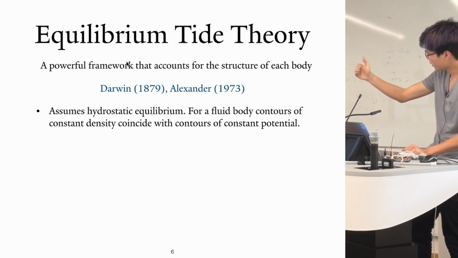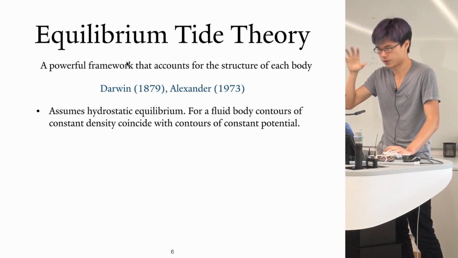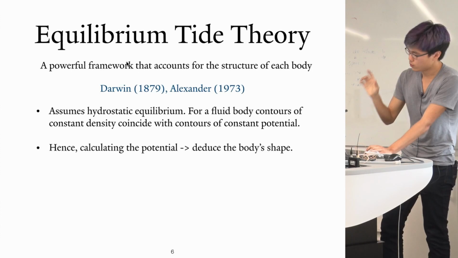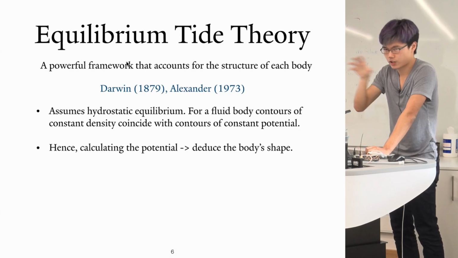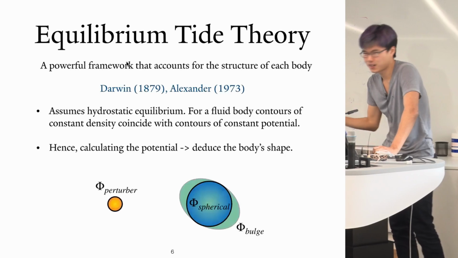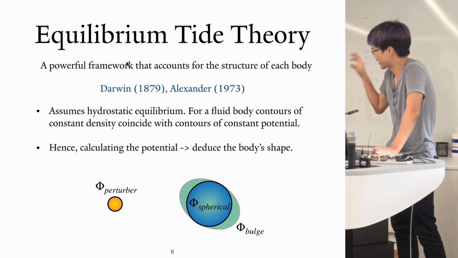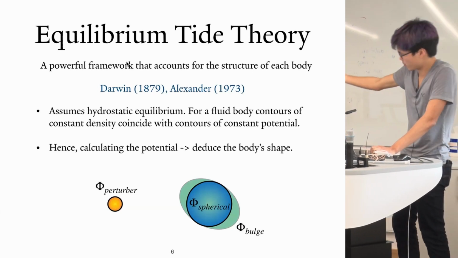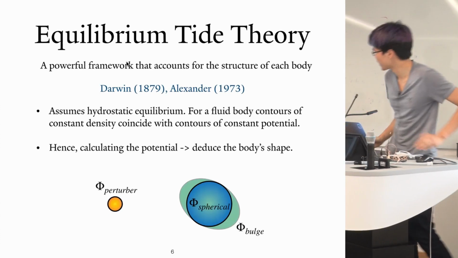So for a fluid body in hydrostatic equilibrium, contours of constant density are going to coincide with contours of constant potential. So what that means is if you can precisely calculate the potential that a fluid body sits in, you're going to be able to deduce the body's shape. What that means in practice is for a body being perturbed tidally by a tidal perturber, you need to account for the potential of the body itself, the potential of the perturber, as well as the potential of the bulge that's raised by that perturber, which again is slightly misaligned with the line of centers.